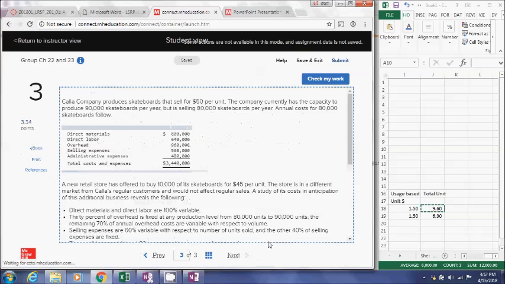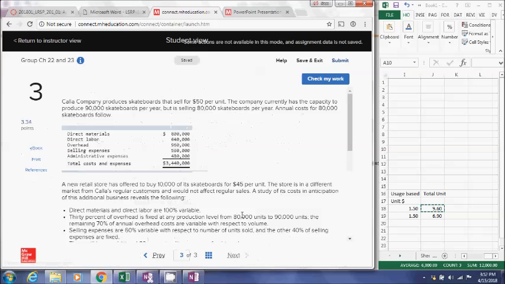Okay, let's move on to problem number 3. This is coming out of chapter 23. It says Cala Company produces skateboards that sell for $50 per unit. Company currently has the capacity to produce 90,000 skateboards per year, but is selling 80,000 skateboards per year. So it's under its total capacity. Annual cost for 80,000 skateboards follow. So here's the total cost for all the skateboards.